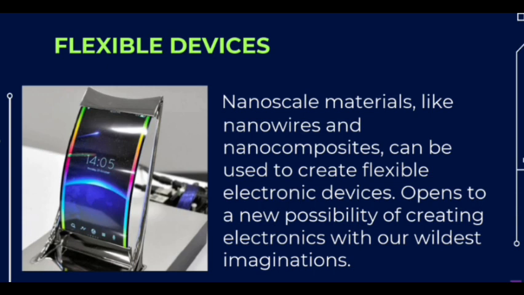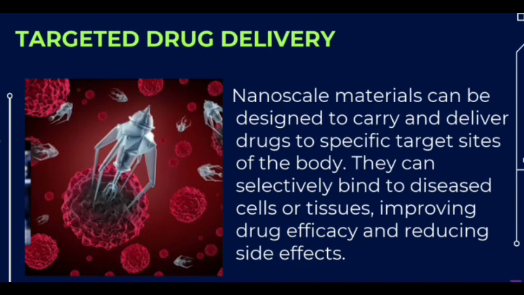But with flexible devices, we can create lightweight materials and we can make use of nanoscale materials and nanowires and nanocomposites to formulate new electronic devices that opens doors for portability and new possibilities of electronics with our wildest imaginations. And the next one is targeted drug delivery. Nanoscale materials can be designed to carry and deliver drugs to specific target sites of the body. They can selectively bind to diseased cells or tissues, improving drug efficacy and reducing side effects.